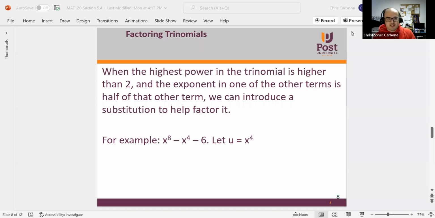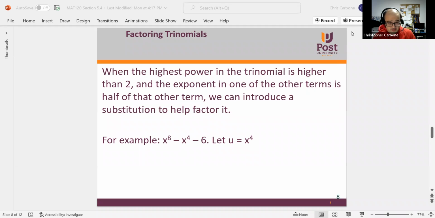This is part 2 of section 5.4 in factoring trinomials. Now, when the highest power in the trinomial is higher than a 2, and the exponent in the middle term is half of that of the other term, we could introduce a substitution to help us factor it, such as here. For x to the 8th power minus x to the 4th minus 6, we are going to let u be equal to x to the 4th.